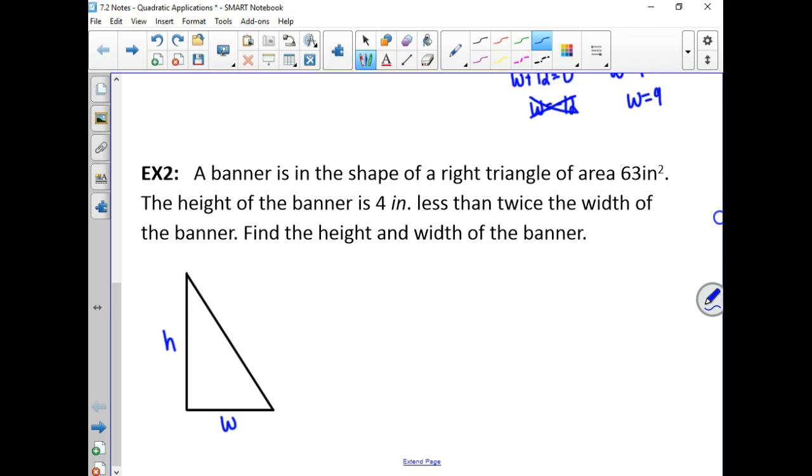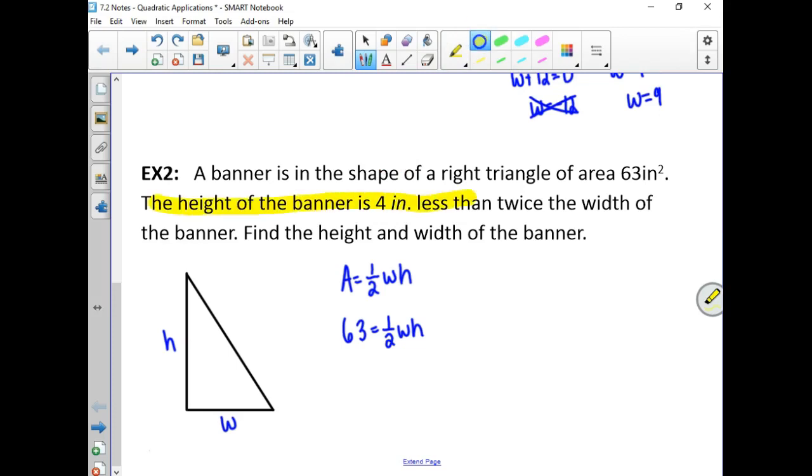Our area formula for a triangle is area equals 1/2 base times height, or in our case here, width times height. And we know that that area is 63 inches squared, so we will say 63 equals 1/2 width times height. But again, we can't solve this whenever we have a W and an H. So we're going to have to use this piece of information that they give us here.